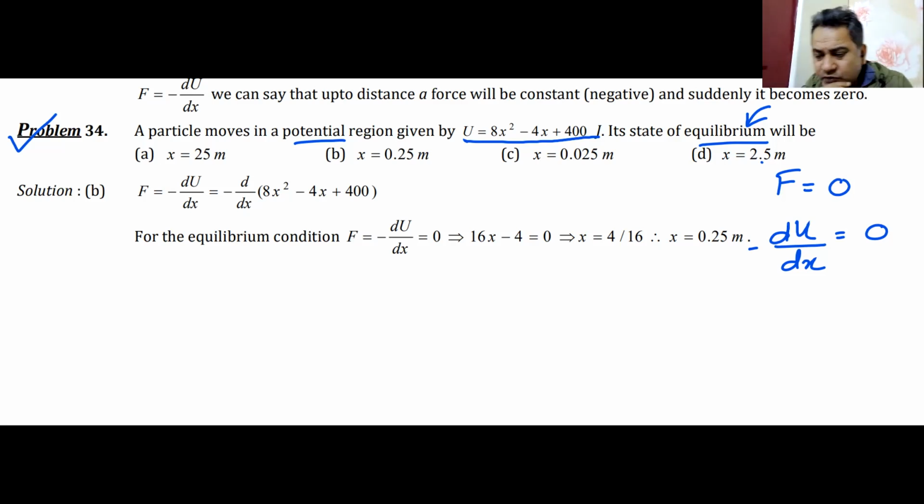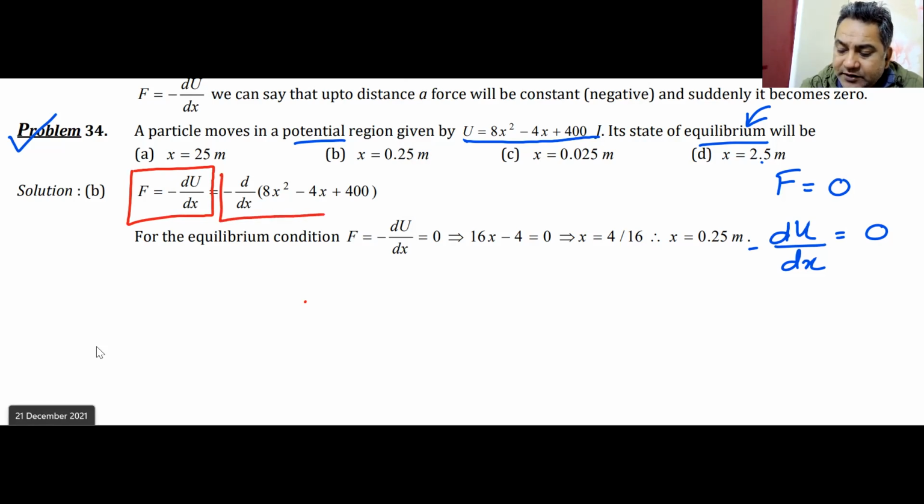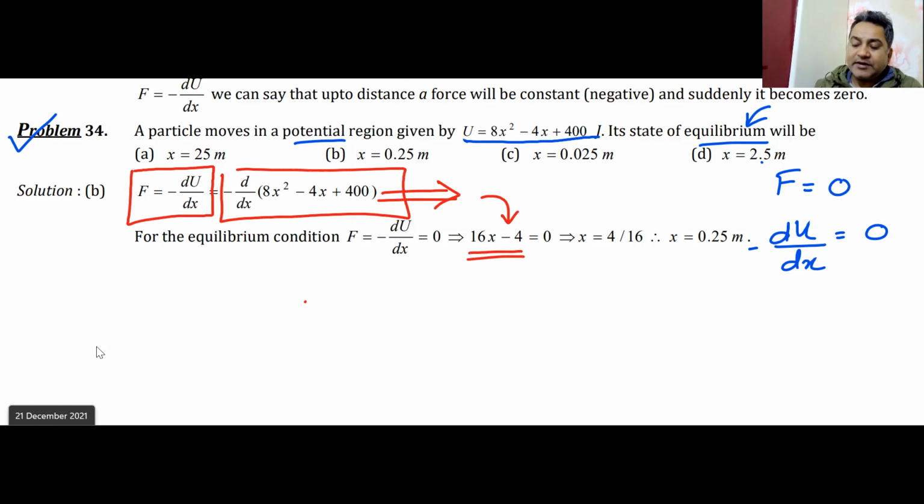Anyone got any answer for this one? Well, as I said, it is pretty straightforward. The first thing that we do is to find force, which is the negative of the slope of the energy function. All of us know it, not a problem. So you find the negative of the derivative of this thing. To differentiate 8x square minus 4x plus 400, I know that you know how to differentiate it. Simple formula you have to put. So this derivative will come as 16x minus 4.